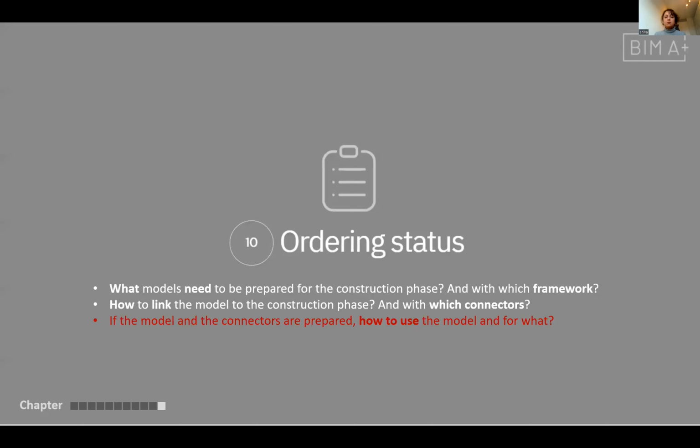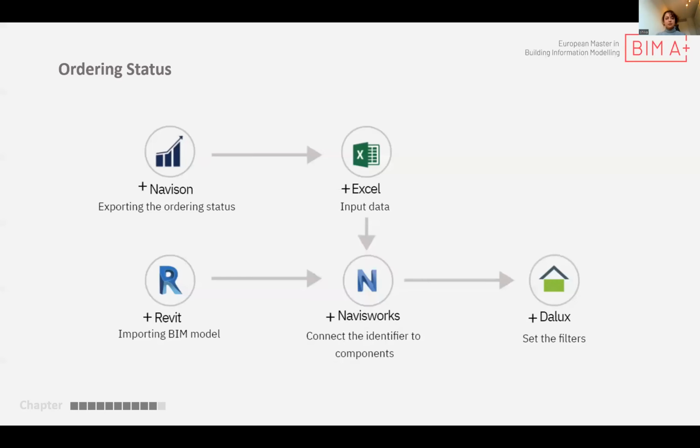It also makes it possible for the installer to check the model not just in 2D but in 3D. So the next part is the ordering status, where I export the data from Navision into an Excel file, and then by adding the Excel file to Navisworks, we can see the data in Dalux in real time.